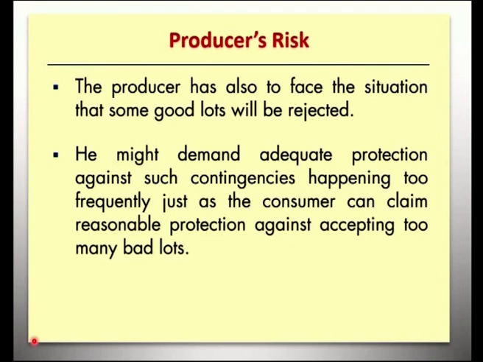Now, the producer also has to face the situation that some good lots will be rejected. Good lots being rejected is also an error, because a good lot has to be accepted. When a good lot is rejected, it is an error. That kind of error is called a type 1 error, and since the rejected lot goes back to the producer, it becomes the producer's risk.